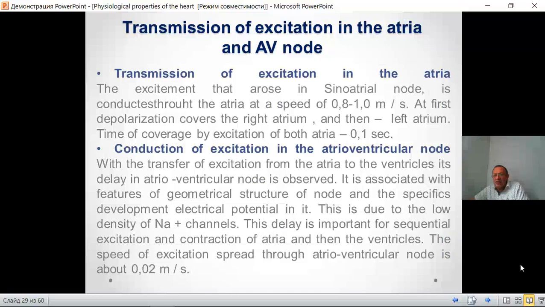Transmission of excitation in the atria and AV node. Transmission of excitation in the atria. The excitement that arose in the sinoatrial node is conducted through the atria at a speed of 0.8 to 1 meter per second. Fast depolarization covers the right atrium and then the left atrium. The time of coverage by excitation of both atria equals 0.1 seconds.